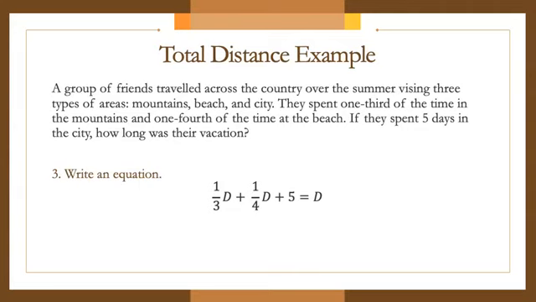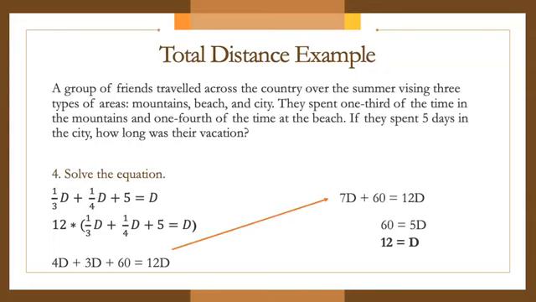Set up as an equation, we have 1/3 of D for 1/3 of the time in the mountains, 1/4 D for 1/4 of the vacation spent at the beach, then the 5 for the 5 days spent in the city, and that will equal D, which is the total length of the vacation. So 1/3 D plus 1/4 D plus 5 equals D. Now we solve that equation.